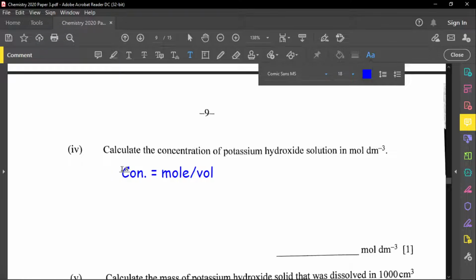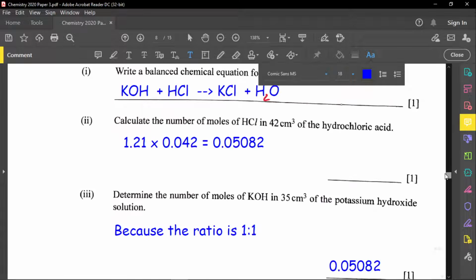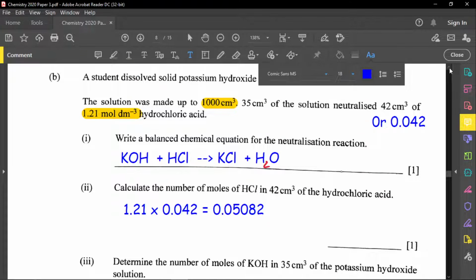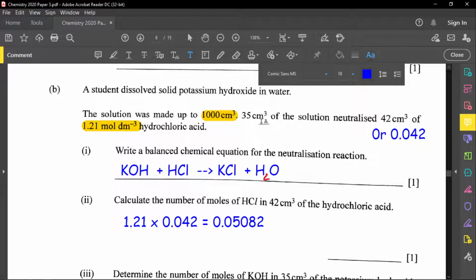Divided by the volume. We already have our mole that we calculated up top, but we need to know the volume of potassium hydroxide. Let's go up top to find where exactly it is. I think it's there. Great. We have potassium hydroxide being 35, so 35 centimeters cube of potassium hydroxide solution was used. See it right here again. So it is 35 centimeters cube that was used. All right, great.